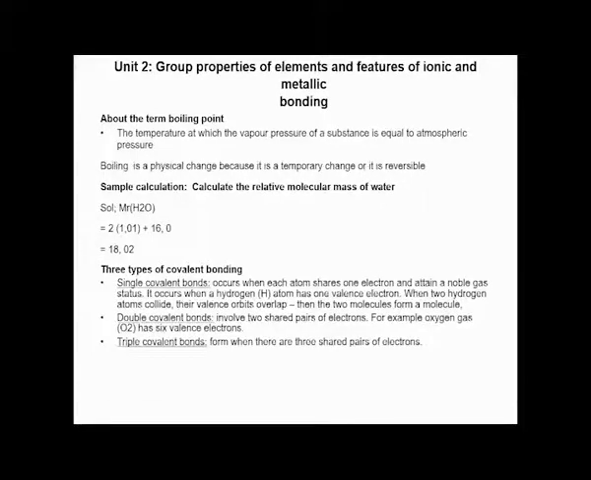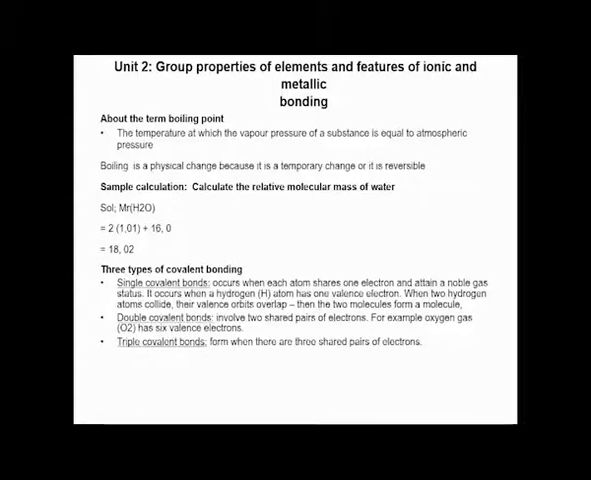Let's look into 3 types of covalent bonding. There is single covalent bonding, double covalent bonding, and triple covalent bonding. The main difference is how many electrons they are sharing when the bonding is taking place. For instance, single covalent bonds occur when each atom shares only 1 electron and attains a noble gas status.